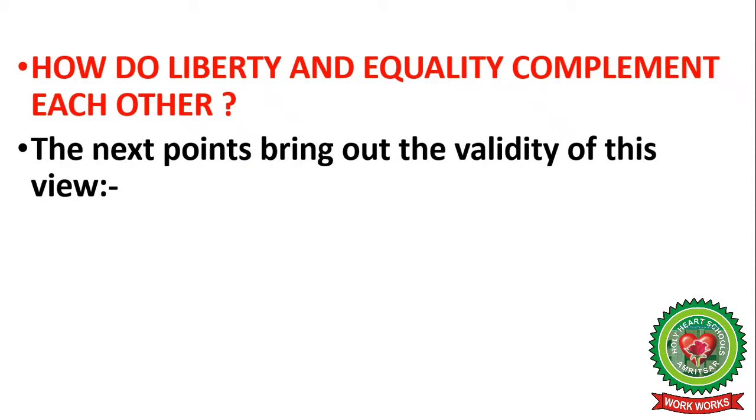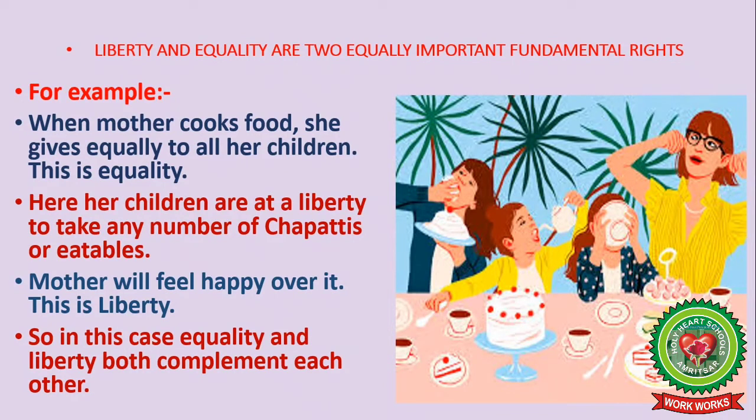The next points bring out the validity of this view. The examples are, now in routine we see this thing. When mother cooks food, she gives equally to all her children. At home also we see when a mother has two children or three children, she gives equally to all. This is equality. Here, her children are at liberty to take any number of chapatis or eatables. Any child can take any number of chapatis, one, two, three, four, any number. The mother is using equality and children are using liberty. So mother will feel happy over it. This is liberty. So this is the case of equality and liberty.